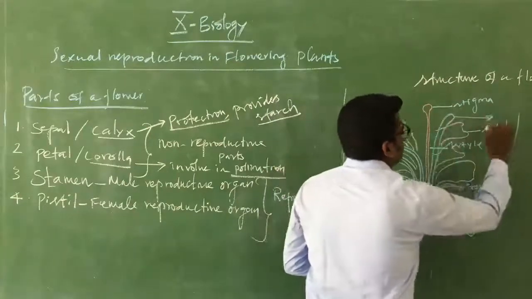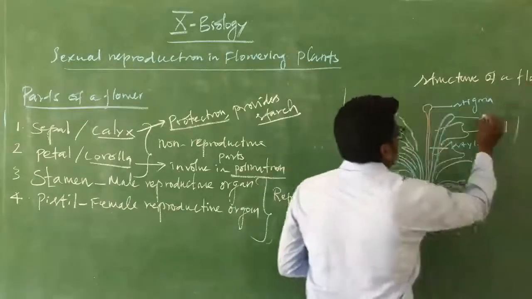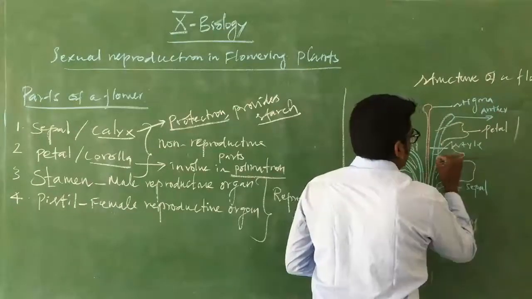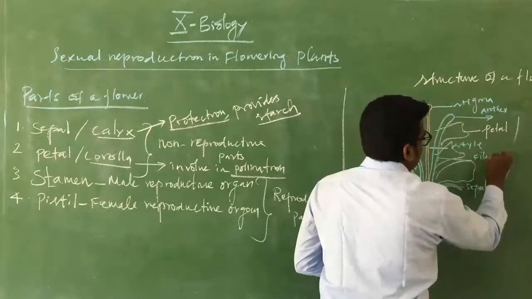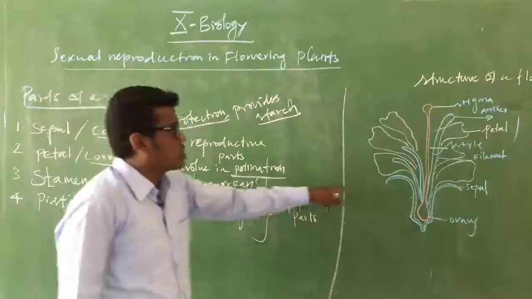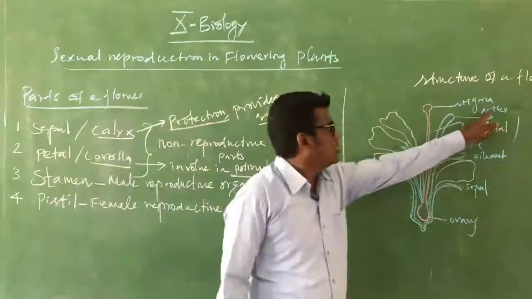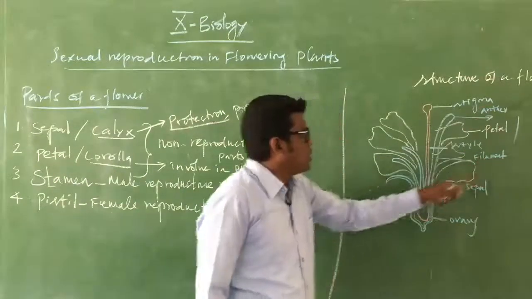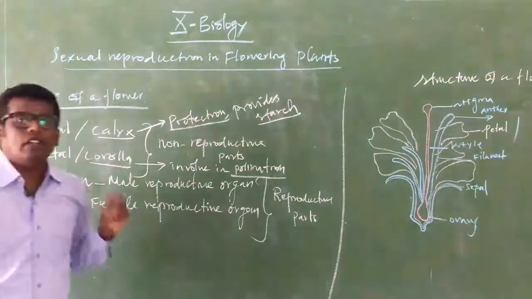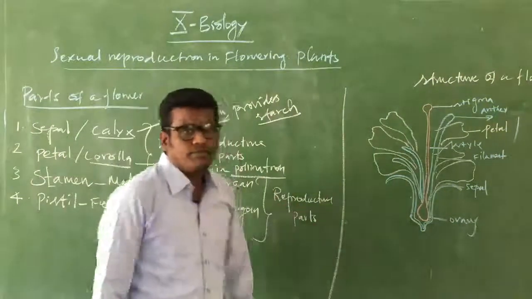This one is called the anther, and this is the filament. Okay, this is the structure of the flower. The anther and filament collectively are called the stamen. So these are the structures of the flower.